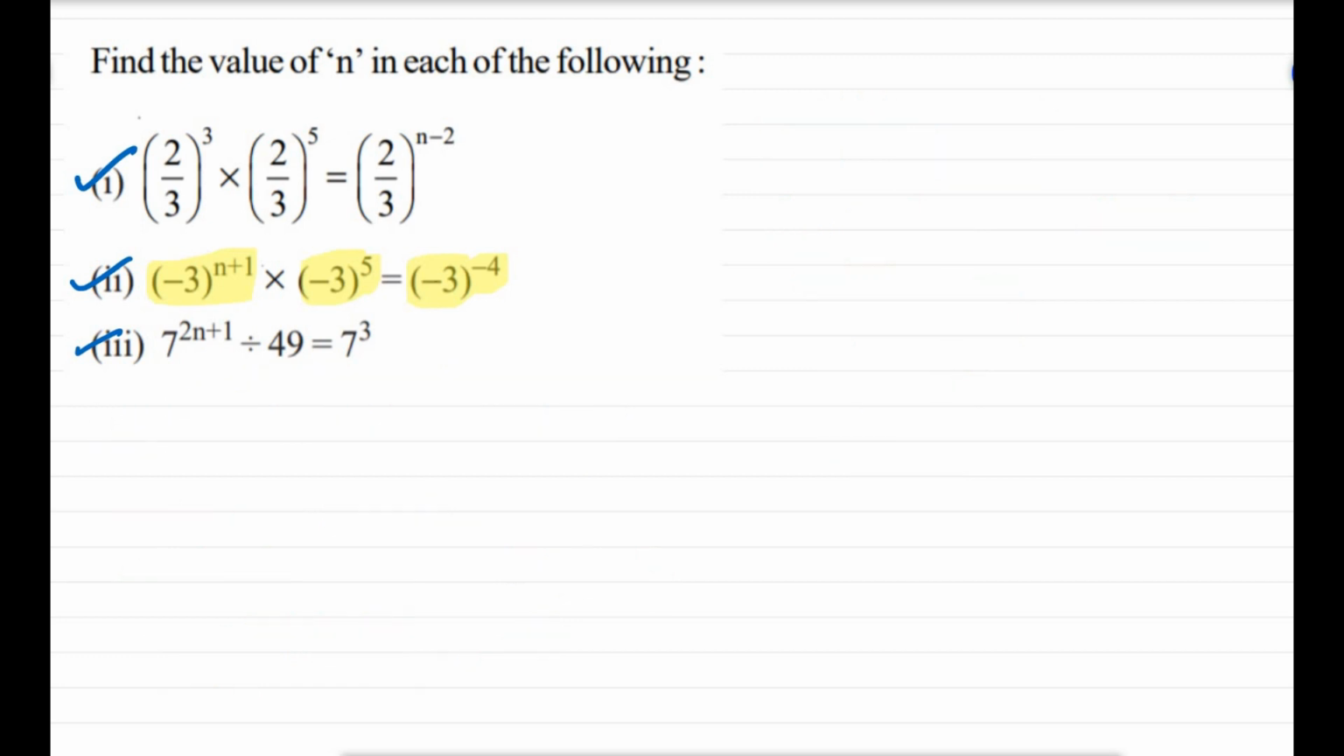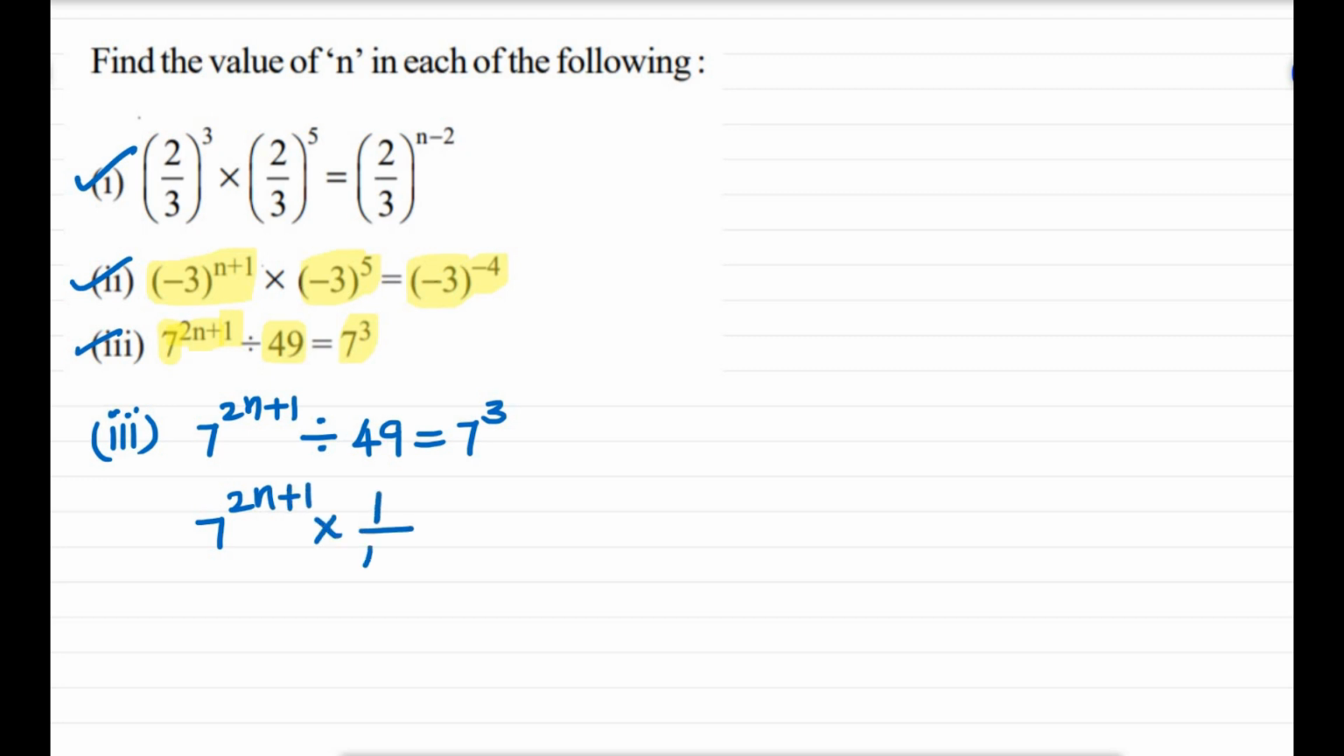See, students, what the third problem is. 7^(2n+1) divided by 49 is equal to 7^3. So let us start this. Here, if you clearly observe, this division symbol is given in between. So what I do is replace this division with multiplication, then this can be written as 1 by 49. So the RHS remains the constant.